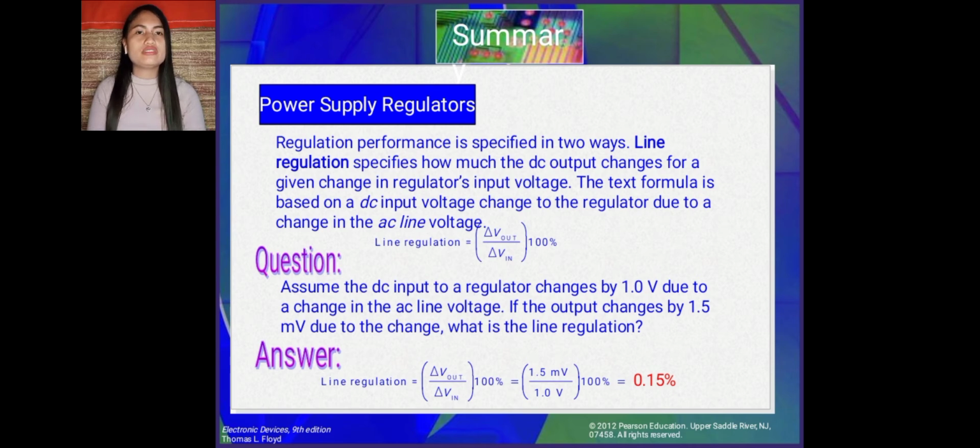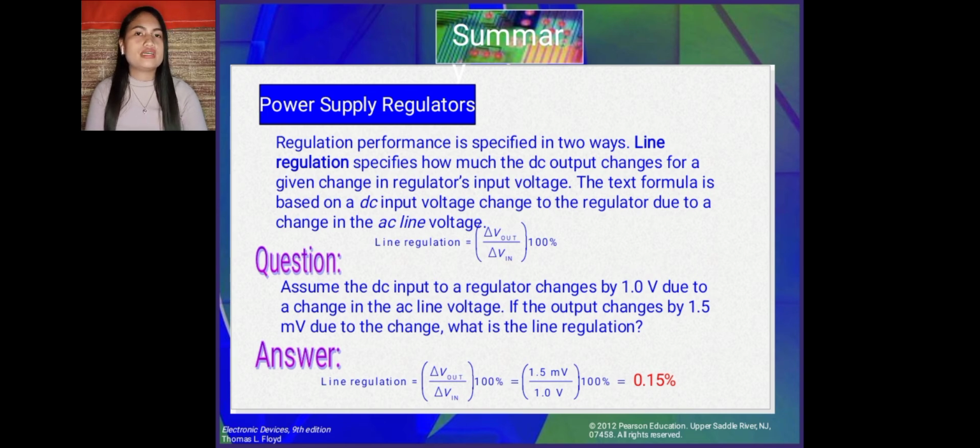Line regulation specifies how much the DC output changes for a given change in regulator's input voltage. The text formula is based on a DC input voltage change to the regulator due to a change in the AC line voltage. So, it says here that line regulation is defined as a ratio of a change in the output voltage for a corresponding change in the input voltage expressed as a percentage.